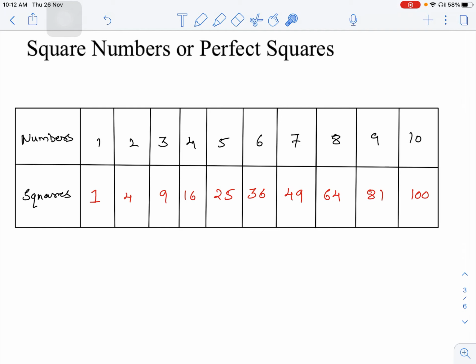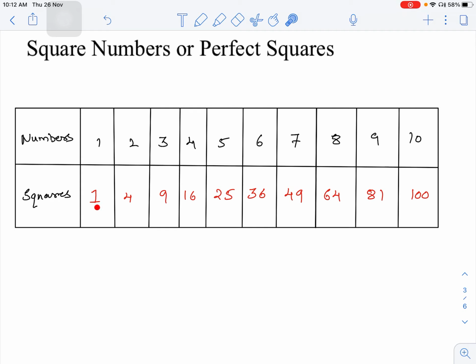In other words, we can say that square of 2 is 4, square of 3 is 9, square of 4 is 16. Square of 5 is 25. Square of 6 is 36. Square of 7, 49. Square of 8, 64. Square of 9, 81. Square of 10, 100. And square of means the number is multiplied by itself.